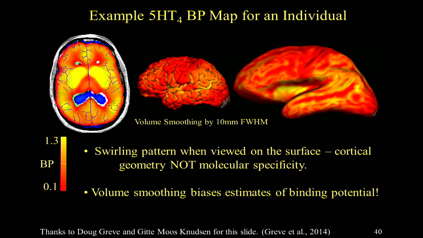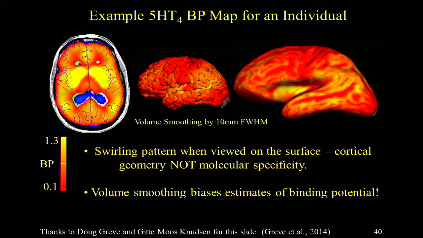If we smooth it in the volume, as is typically done, and we sample it onto a cortical surface, what you can see is the cortical folding patterns. And this is a bad thing. This means that my volume smoothing has biased the estimates of the binding potential. So for example, here's the central sulcus, here's the parietotemporal sulcus, here's the parietotemporal gyrus.